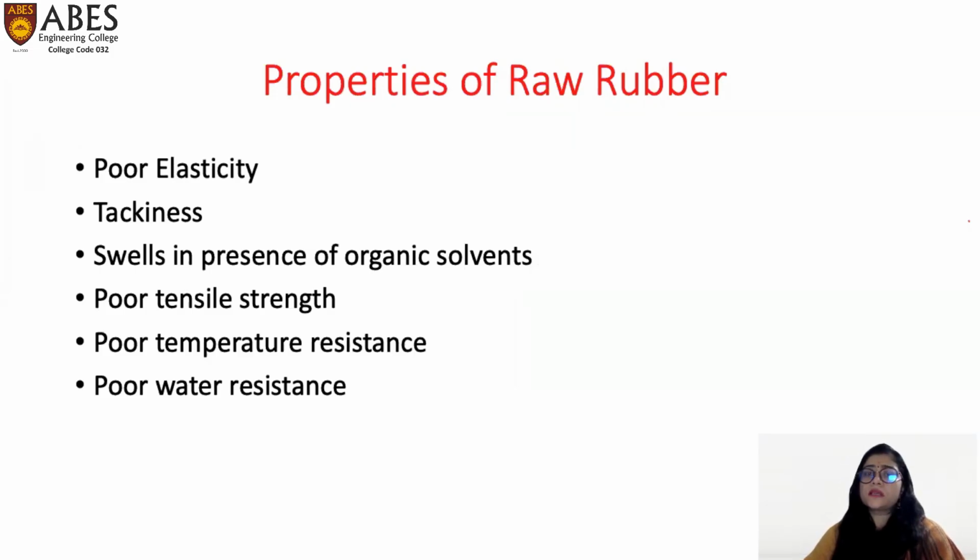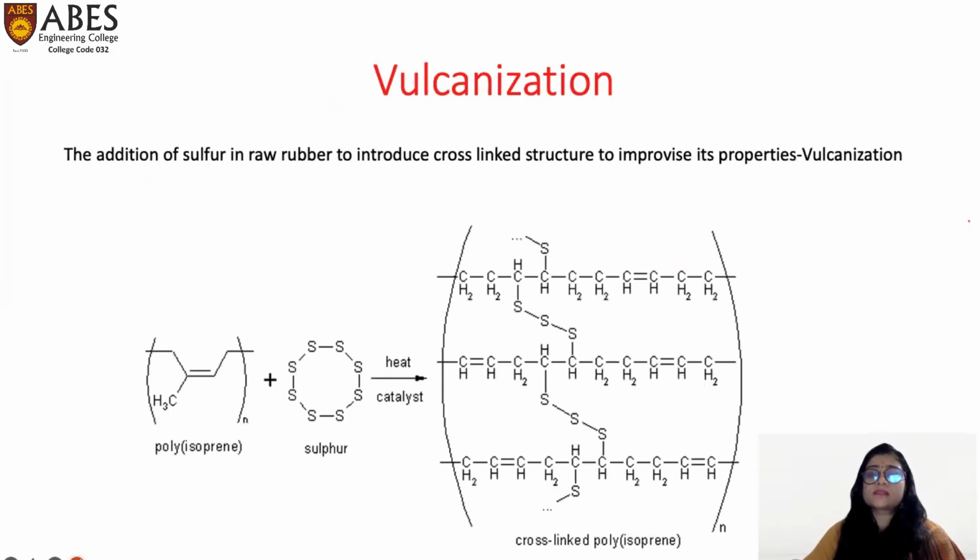So raw rubber initially has tackiness or stickiness and it also swells in the presence of organic solvents. It has poor tensile strength, poor temperature resistance, and poor water resistance. In this way we cannot use it or draw it into something useful. So what we do, we take it to another step known as vulcanization. What we do in vulcanization is we add sulfur to the polyisoprene structure.